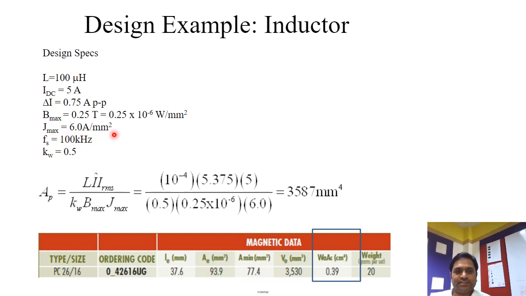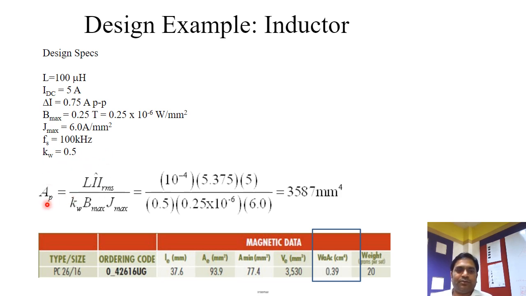This is again dependent on the application, on how the product is cooled. Is it natural cooling or forced cooling? And this is the limit which usually comes through experience, or through the specs provided to us by the designer. And Fs is the switching frequency, which is 100 kilohertz, and Kw is the fill factor, 0.5.